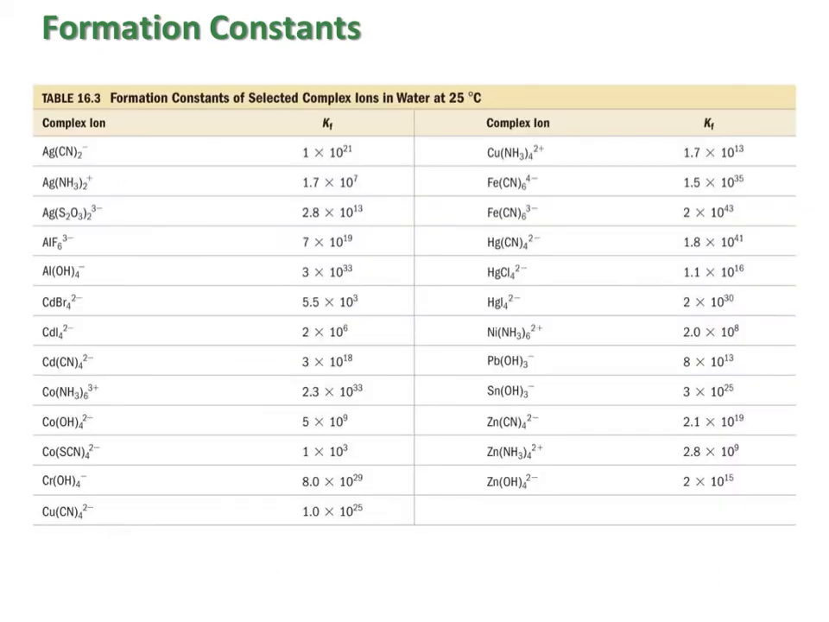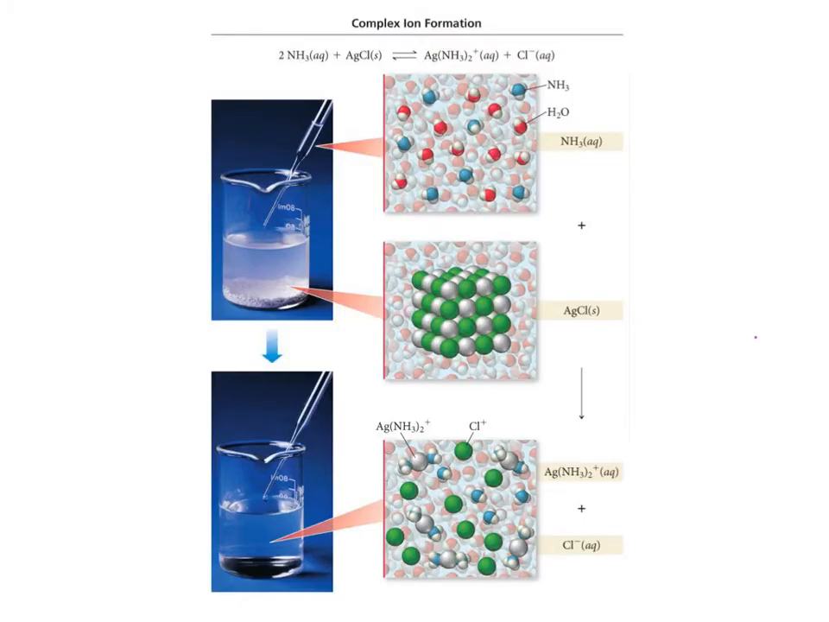Here are some formation constants for certain complex ions in water at 25 degrees C. So some of these are very favorable. As you can see, they have very high Kf values, meaning that they like forming the products. 10 to the 30, that's insane. So some of these are very favorable to form. So let's look visually at how these complex ions form.